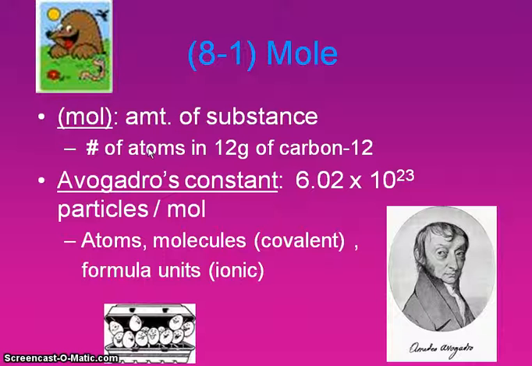One value that you will need to know is called Avogadro's constant. It's 6.02 times 10 to the 23rd particles in every 1 mole. Now that could be atoms in a mole, molecules in a mole, or formula units. When we are talking about molecules, those are things that are covalently bonded to each other. Our textbook refers to ionic molecules as formula units.